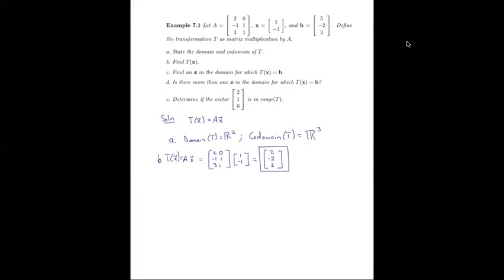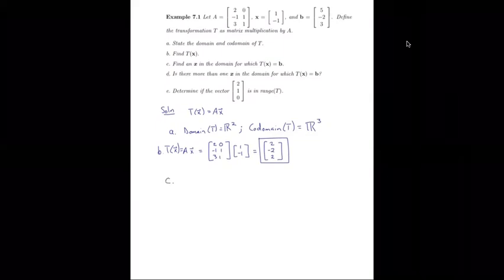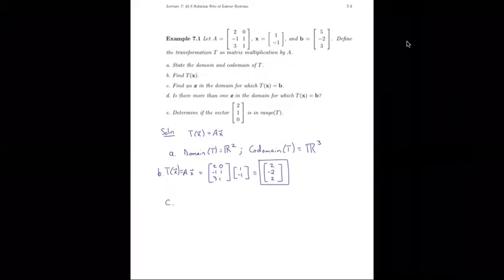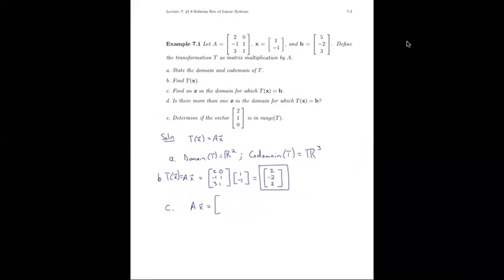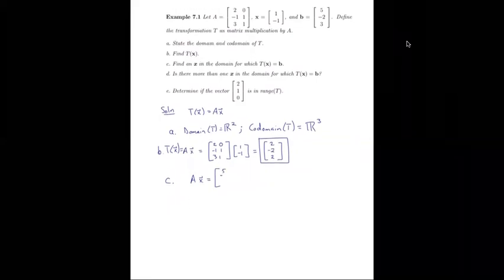Let's see, find an X, so this is part C, find an X in the domain of T for which T of X is equal to B. Okay, so now we're looking for an unknown X value, not the same one we've already had. Notation's a little confusing. But what we're looking for is an unknown X that maps to B. Well, we know what this vector B is. Let me write that in real quick. That is 5, -2, 3.